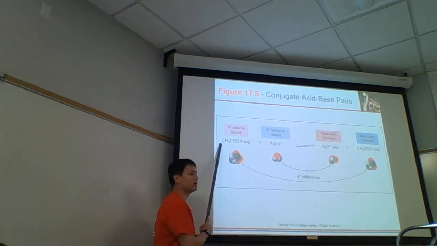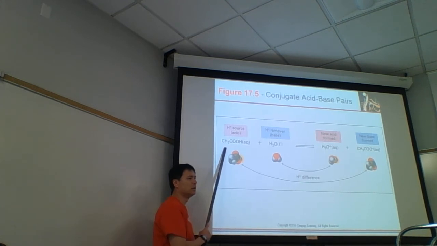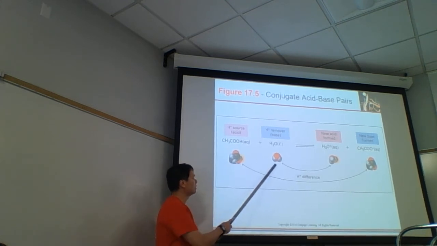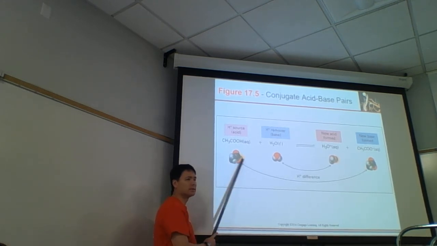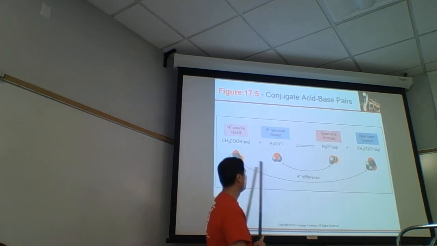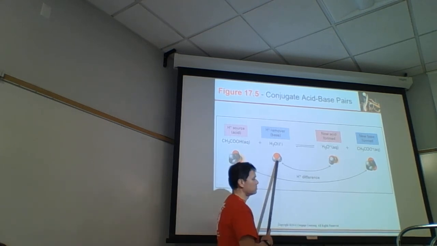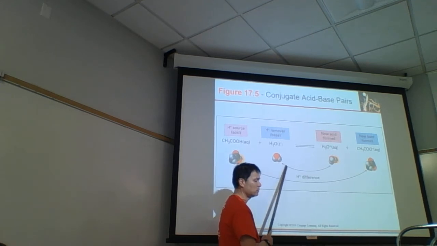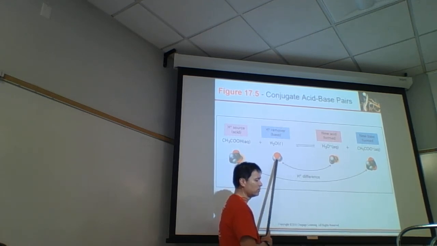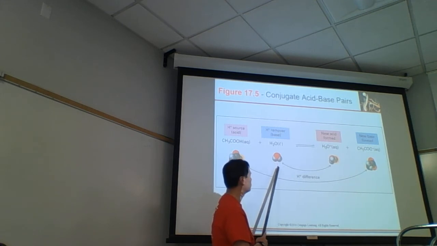This is a different way of writing the formula for acetic acid. So we take acetic acid and water. In this case, what's the strongest acid present? Acetic acid or water? Acetic acid. Now that leaves base. What's the strongest base present? Well, the strongest base present is going to be water. Water can go either way. It can either accept a proton to form hydronium or lose a proton to form hydroxide. In this case, the strongest base is going to be water.